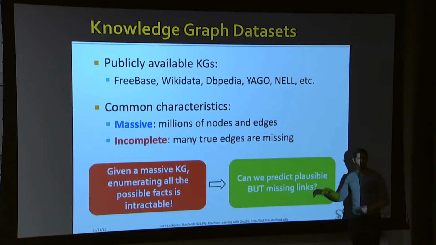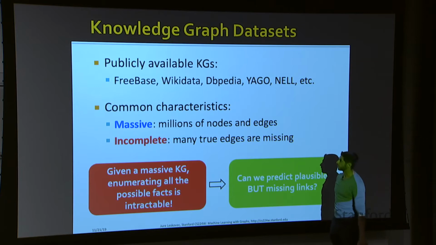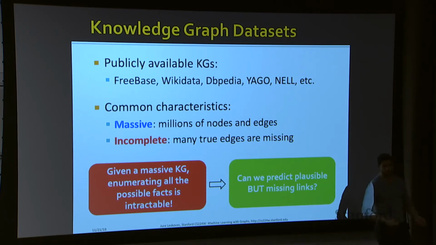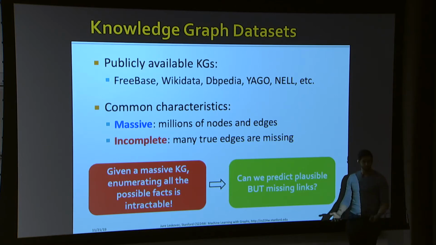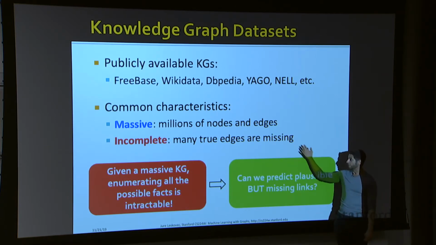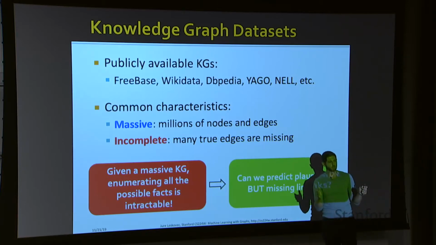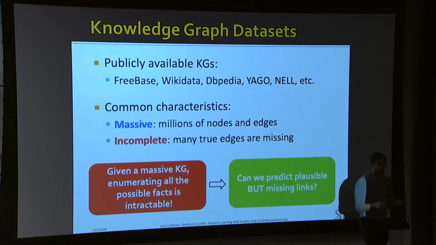Now, what are the common characteristics of these datasets that you can download by yourself? They're all massive, okay? We're talking about millions of nodes and edges, tens of thousands of relation types, and so forth, okay? So incredibly interesting data to analyze. Now, as always, there is a downside. They're incomplete, okay? So many of the true edges are missing in this dataset. And the reason why is very intuitive. Whenever you have a massive knowledge graph, it's very expensive to enumerate all the possible facts, okay?